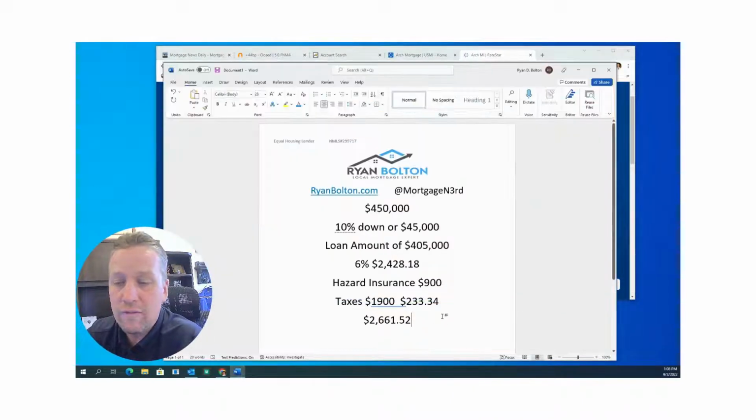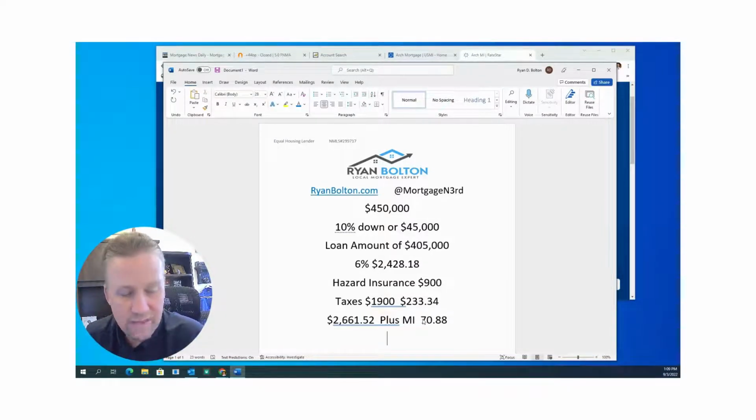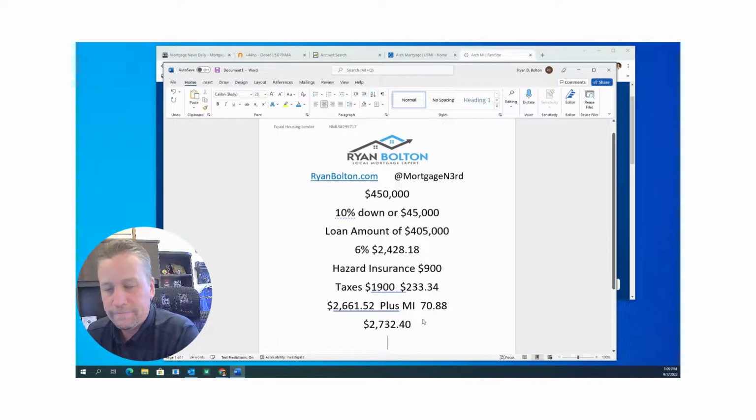So just for the sake of argument, let's just do the monthly MI. So let's add plus MI of $70.88. So now we have another grand total, 26,152 plus 70.88. So grand total is $2,732.40. And again, that can fluctuate with the rate, that can fluctuate with the taxes, insurance, mortgage insurance.